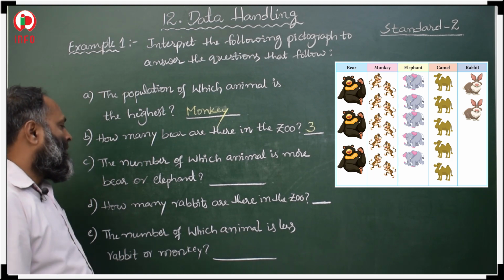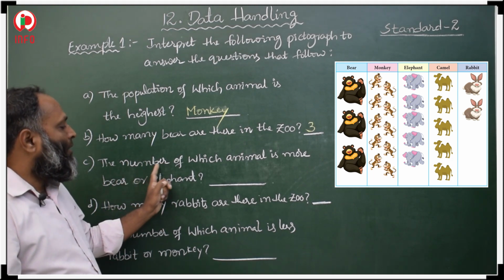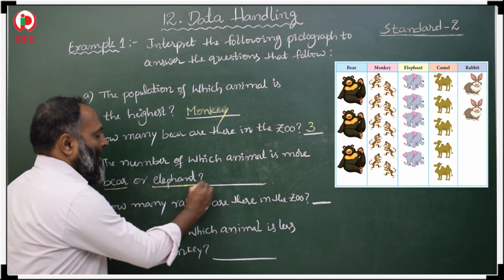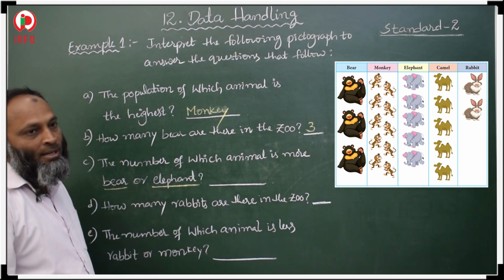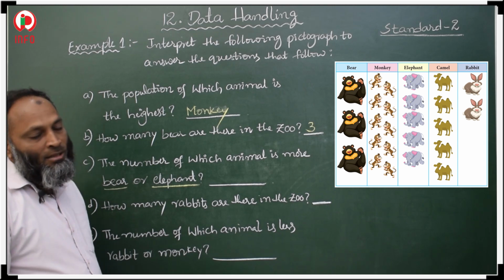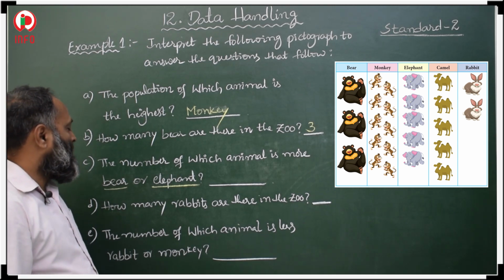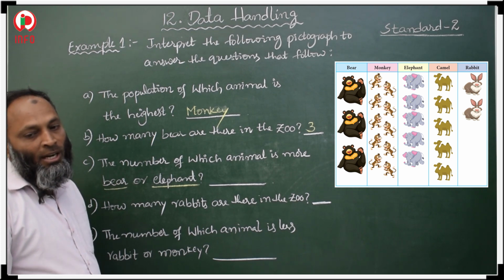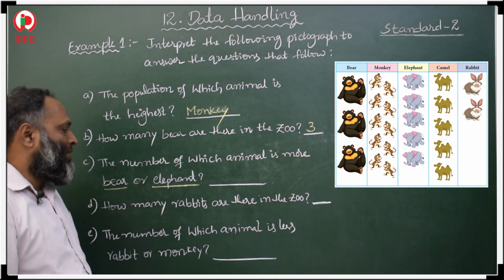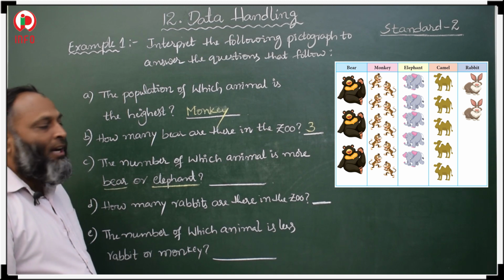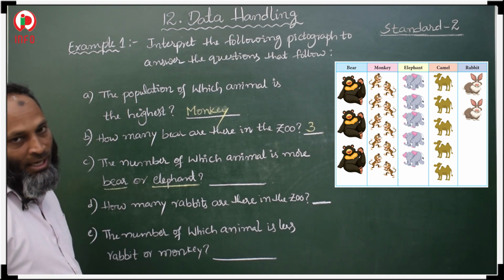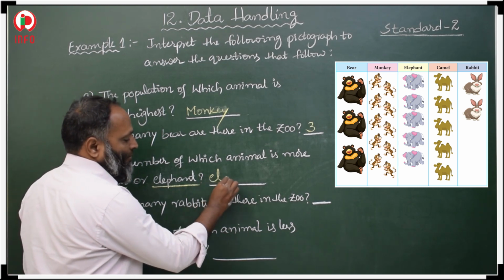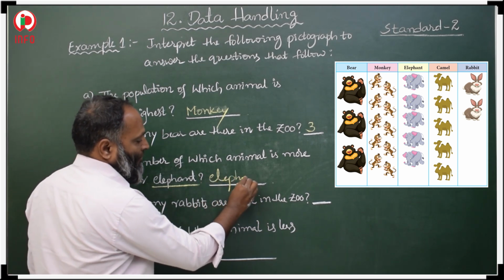The next, the number of which animal is more? Here 2 animals, bears and elephants. If we compare bears and elephants, which one is highest in population? The number of bears is only 3 and there are 5 elephants. So 5 is higher, so the answer is elephant.